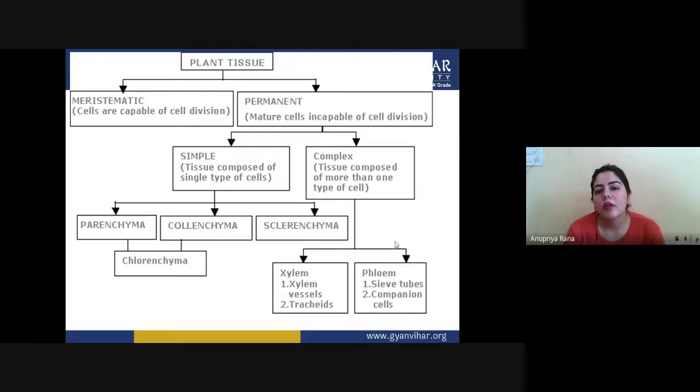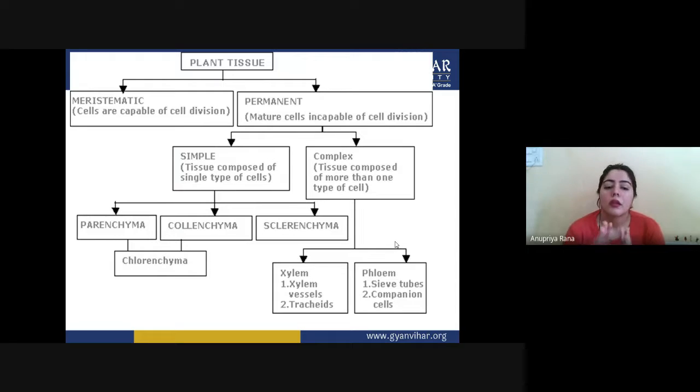So basically, when we are talking about the complex tissue, their name is the complex one. That's why the function which can be done by the complex tissue is a little complex in comparison to the simple tissue. How? Mostly these tissues are made up of more than one type of cell.